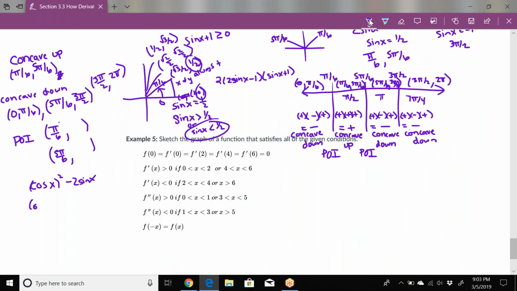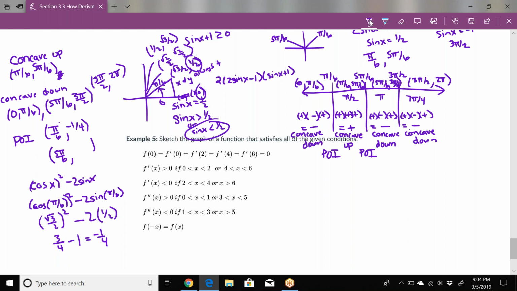So cosine of pi over 6, we're going to square that, minus 2 times sine of pi over 6. Remember, cosine of pi over 6 is the square root of 3 over 2, and we're going to square that. Then 2 times sine of pi over 6, which is 1/2. So this ends up being 3/4 minus 1, which equals negative 1/4. So that is one of my points of inflection.